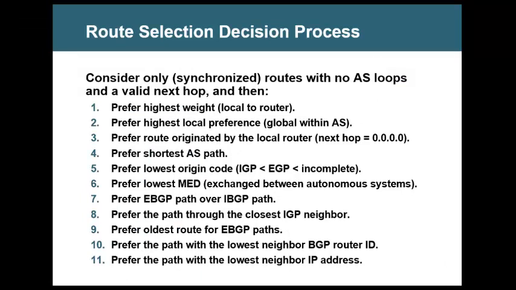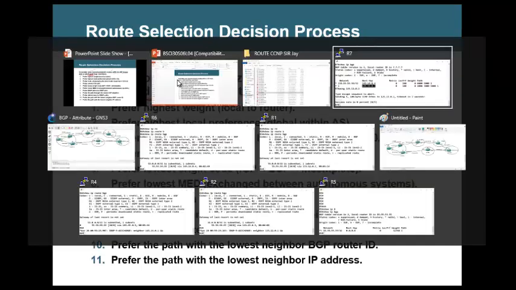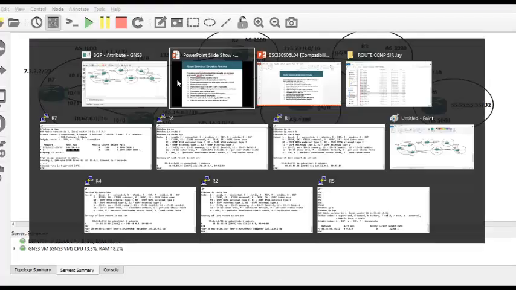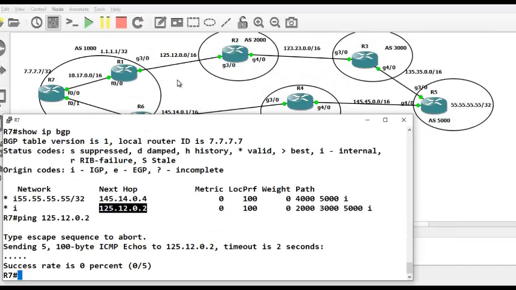It considers only synchronized routes, meaning routes with no AS loop and a valid next hop. The valid next hop is not seen in our router 7. The next hop is unreachable.